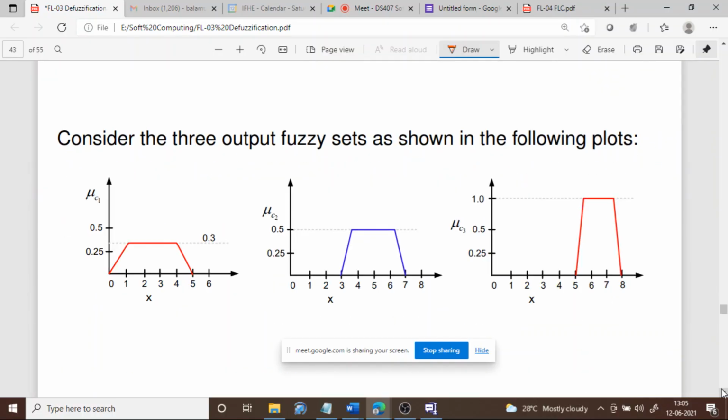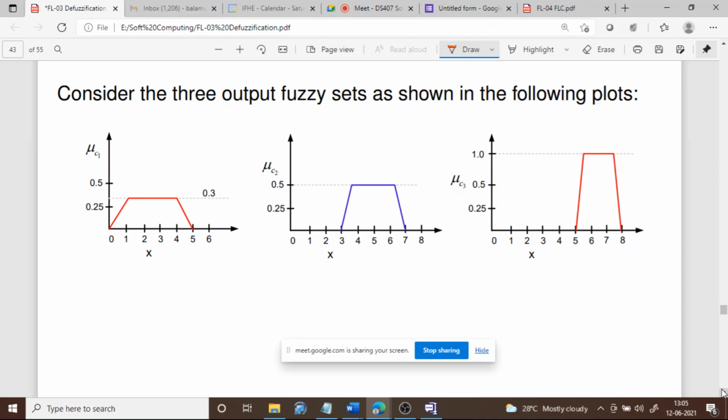So here is an example for the center of sum method. Let us consider these particular membership functions. There is a membership function given like this, another like this, and another like this. All these are trapezoids. The area under a trapezoid is given by this formula: area A is equal to (a plus b) by 2 into H.